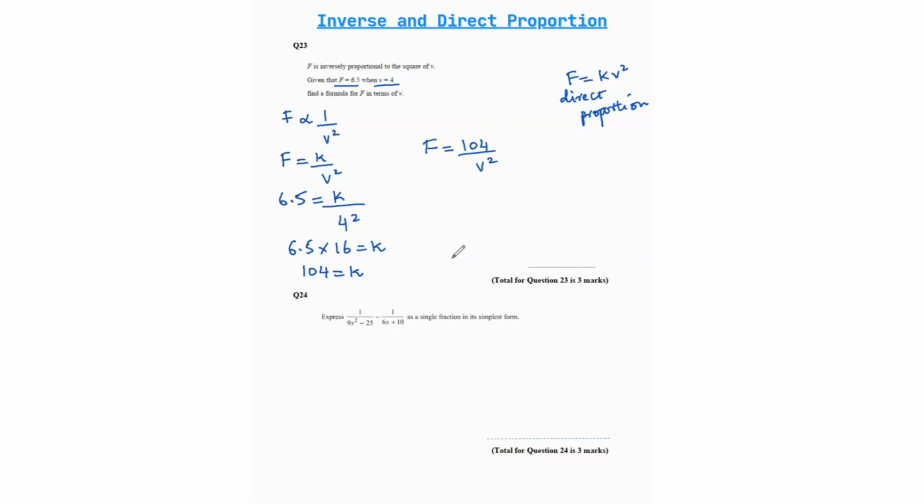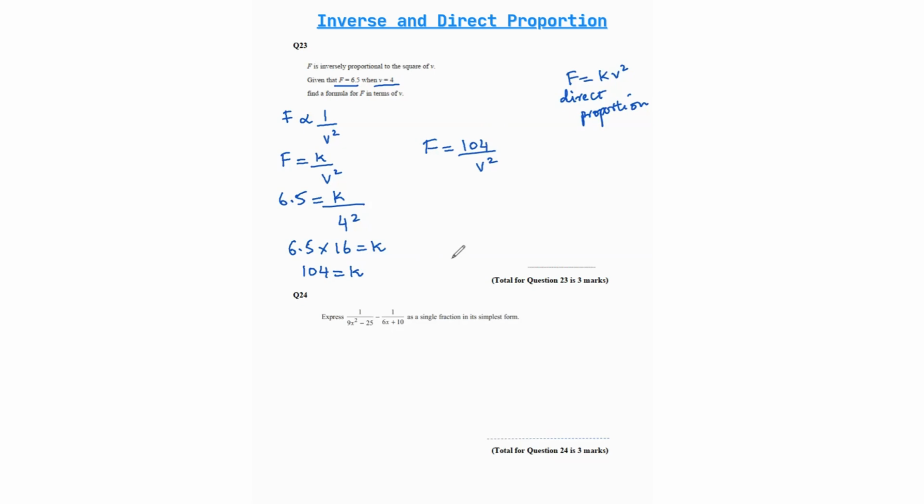Apart from that, they can also give you the value of f or v and ask you to find the value of the other thing. So that is the only thing they can ask you. Apart from that, there's nothing more to this topic. They only test you on these things. They ask you to create the formula, and then using the formula, they can ask you to find the value of one thing where the other thing is given.